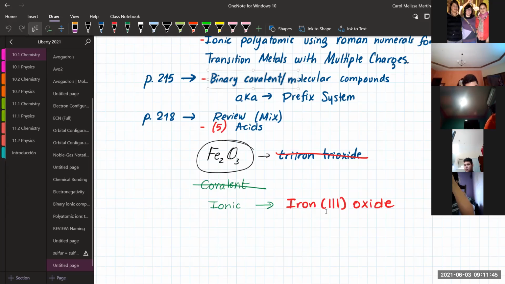Like that. Why? Because it is ionic. So the first question that you need to answer mentally is what kind of compound I have. Is it ionic or is it covalent? Only if it's covalent can you use the prefixes. If not, you use the same method that I explained from the beginning.